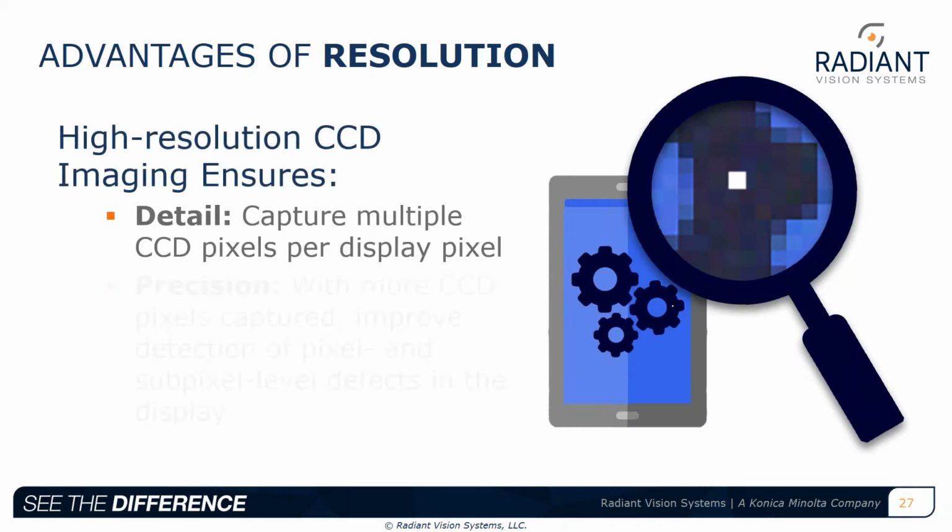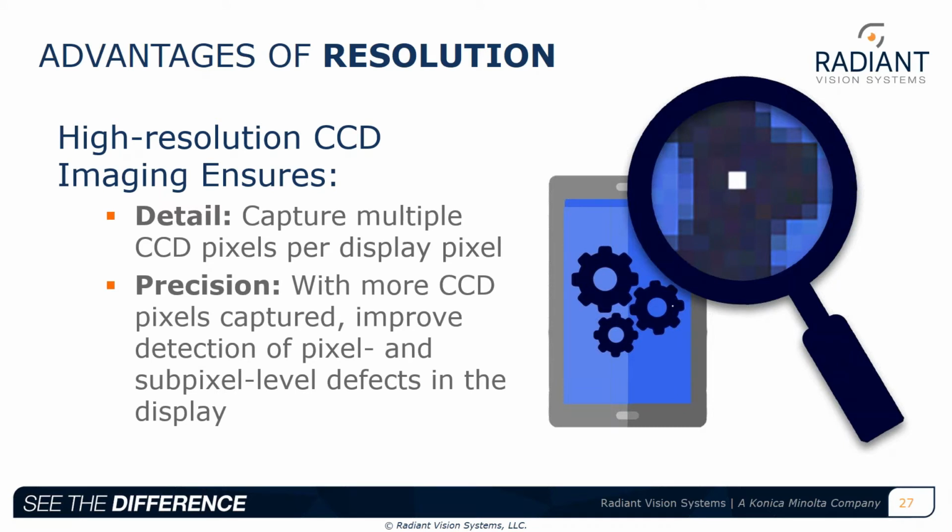High resolution, obviously you're going to get a lot of detail. If you have multiple CCD pixels per display pixel, then the amount of dynamic range you'd be able to see would be increased. The level of the defect that you could perceive would be greater. You would have more resolution as far as the dynamic range is concerned.